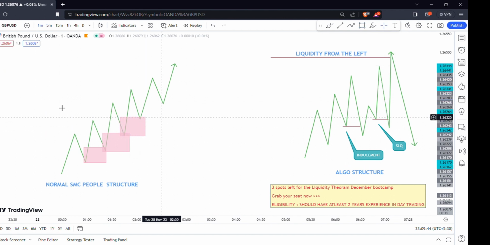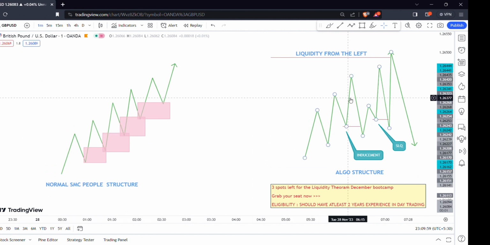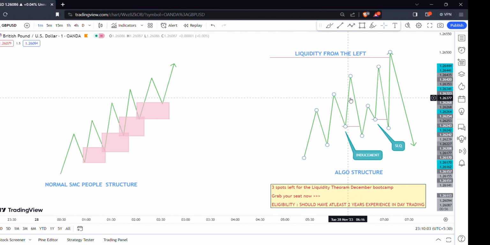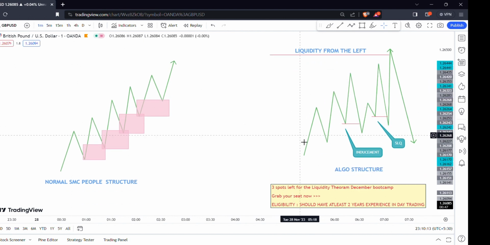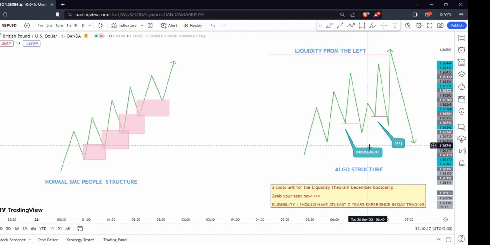Even if you have been trading for 2 years or 4 years using this simple structure concept, you will never be profitable, just because it is a lie. But if you understand the mechanics of the market and if you practice seeing the hidden truths of the market's behavior, which are not seen anywhere on YouTube or Instagram, this type of stuff is very hidden. Inducement and SLQ, you have heard those terms many times on Instagram.